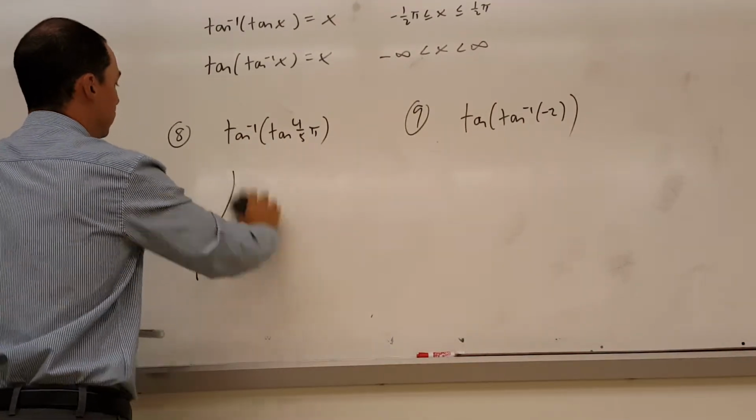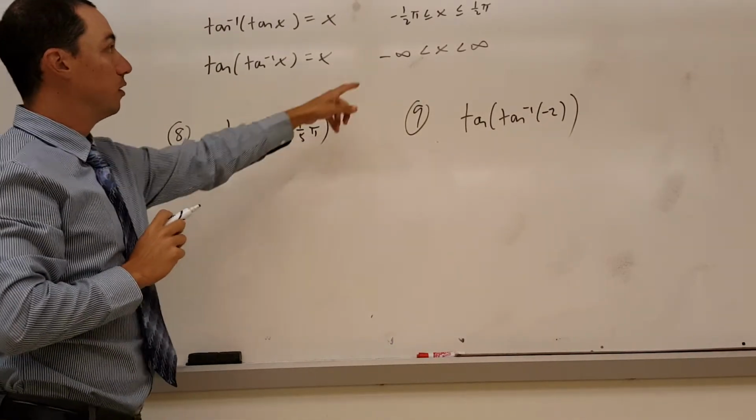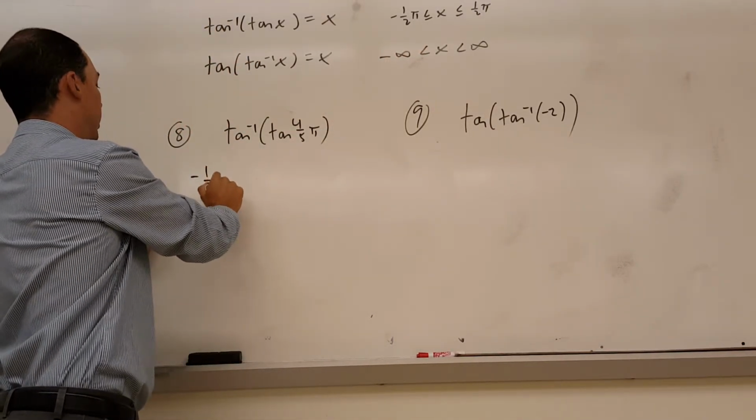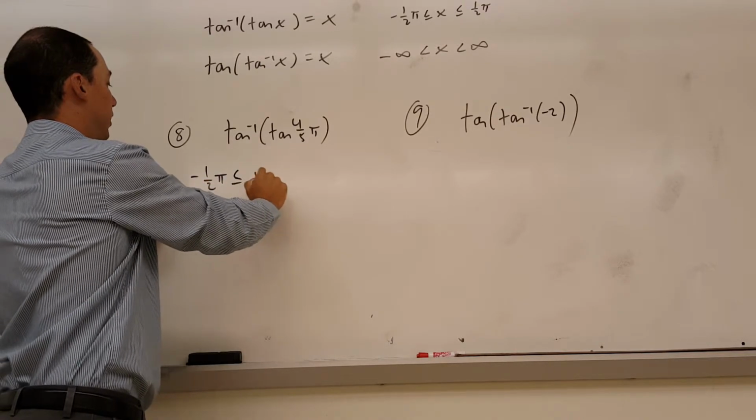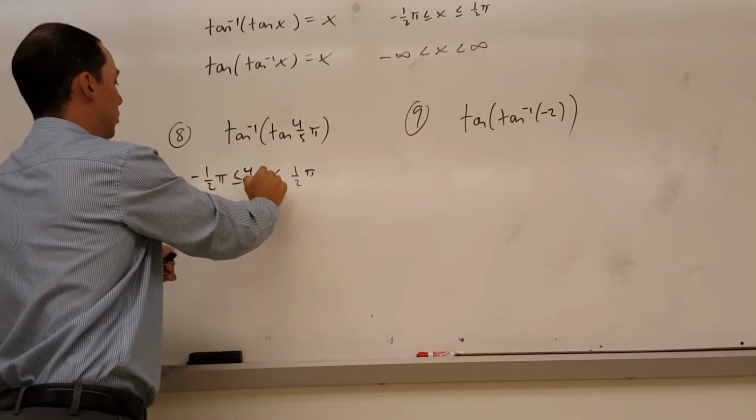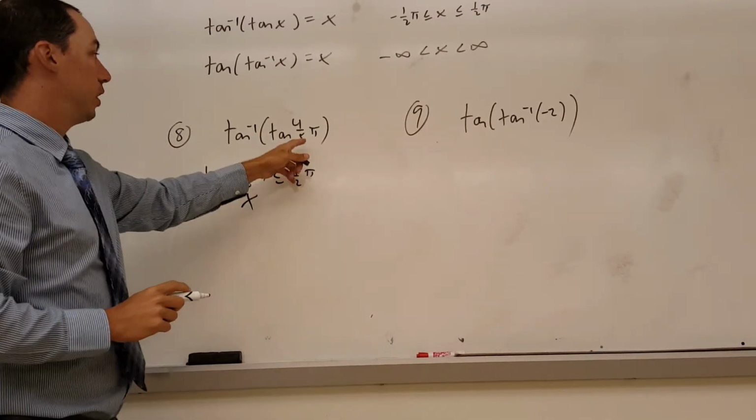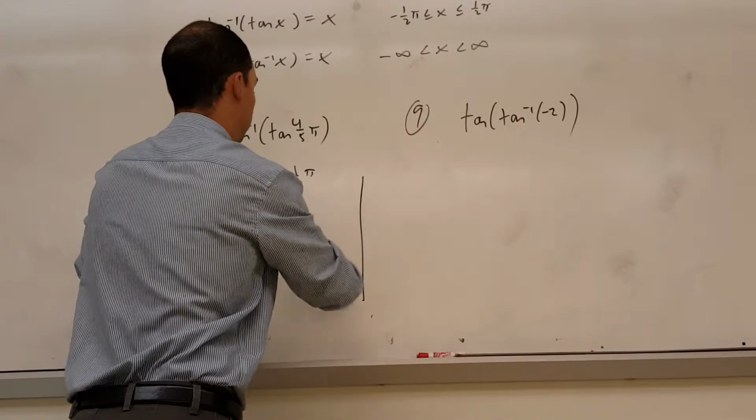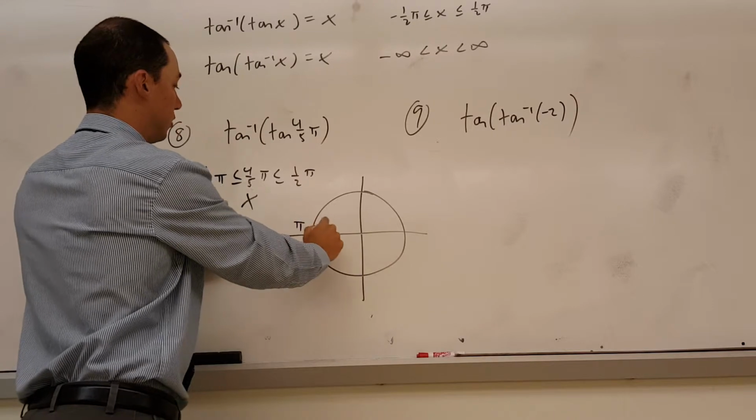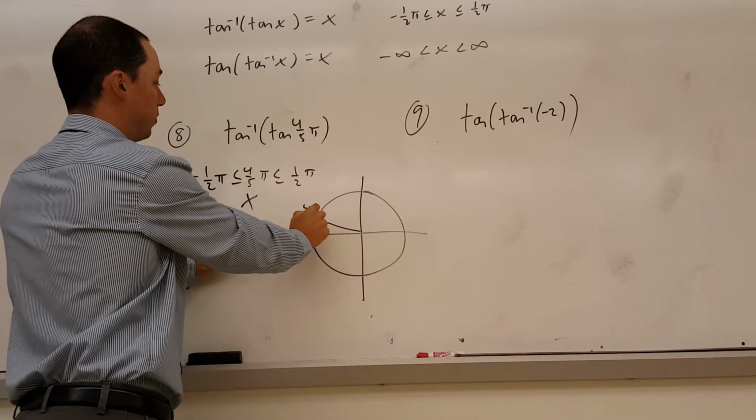Right. So here, inverse tangent of tangent of 4/5 pi. We need to check: is 4/5 within our domain there? Well, -1/2 pi to 1/2 pi. Oops, x is 4/5 pi. Well, 4/5 is bigger than 1/2, so no, this is not in the right domain. We need to find an equivalent angle. Circle here. Find 4/5 pi. Here's 1 pi, so 4/5 is 1/5 less than pi. 4/5 pi is right there.